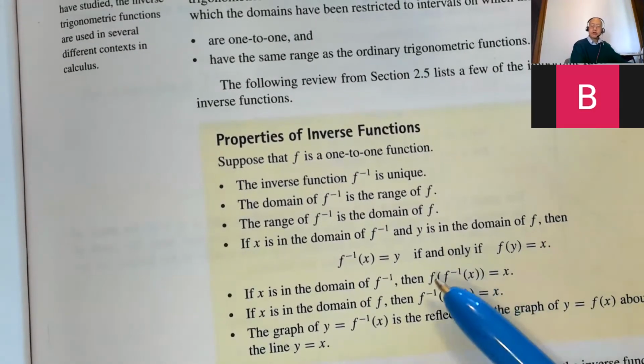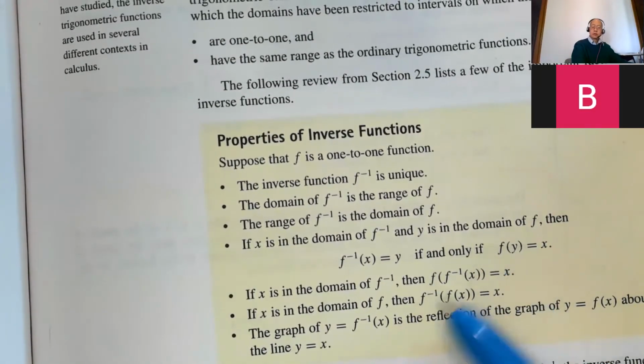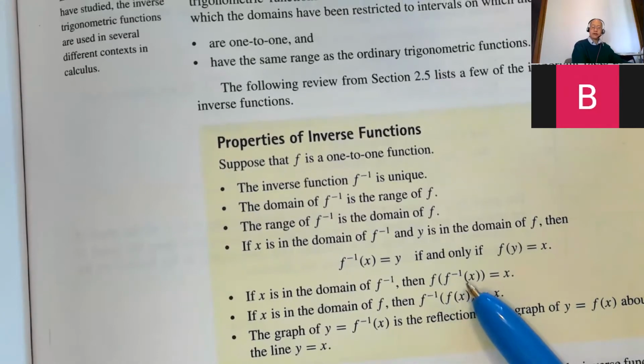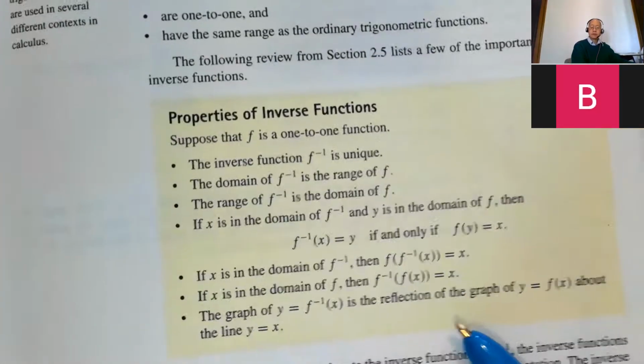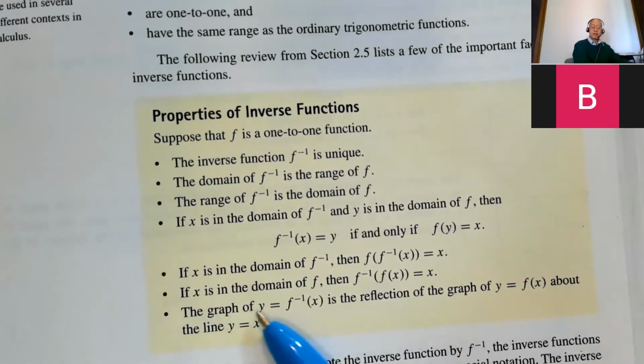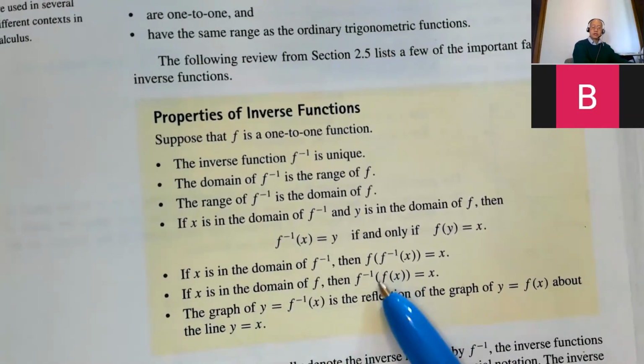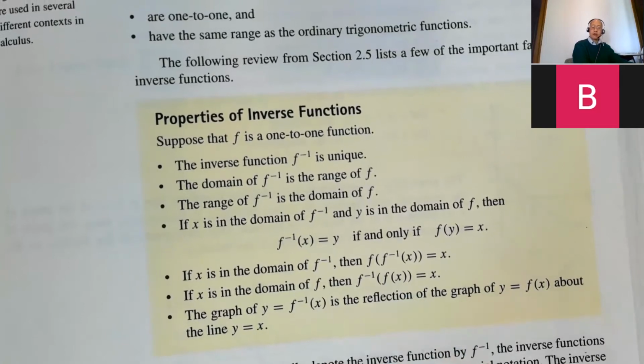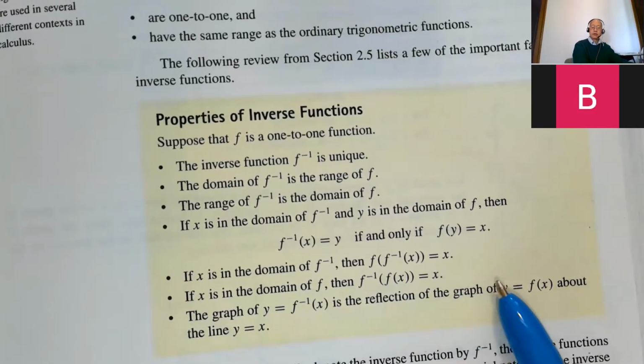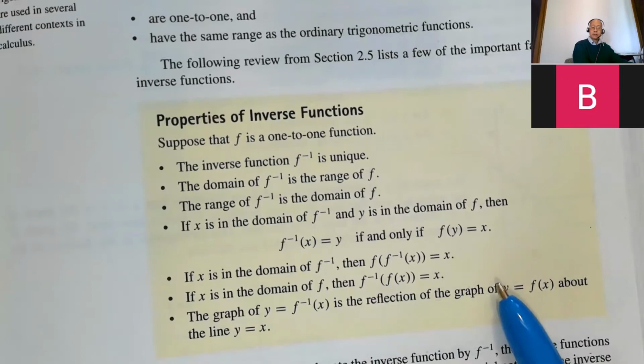If you compose a function with its inverse, you get back the original X. So F of F inverse of X is X, and F inverse of F of X is also X. And you might recall we said the graph of the inverse function is a reflection across the line Y equals X of the original F. So these are the properties of inverse functions.